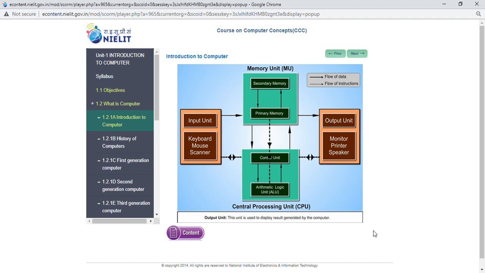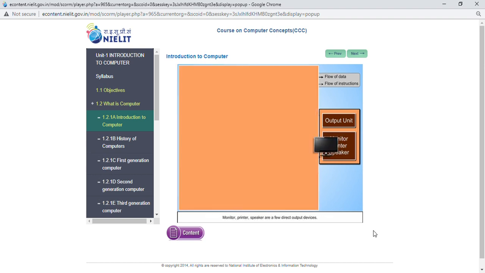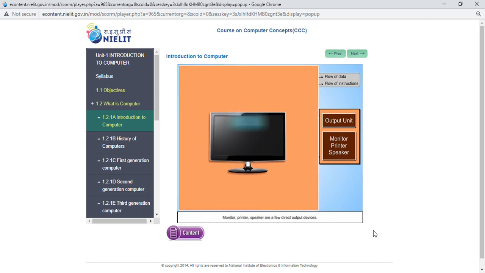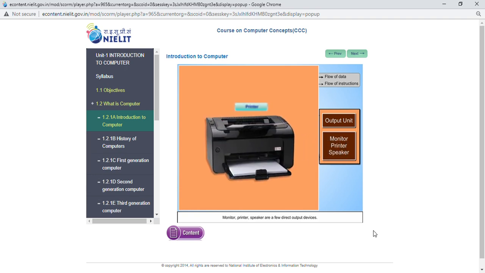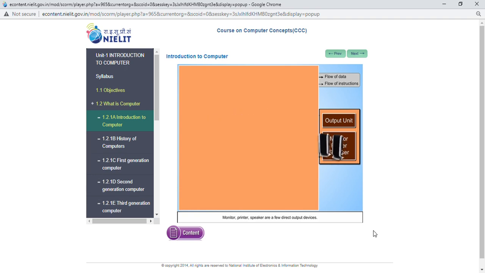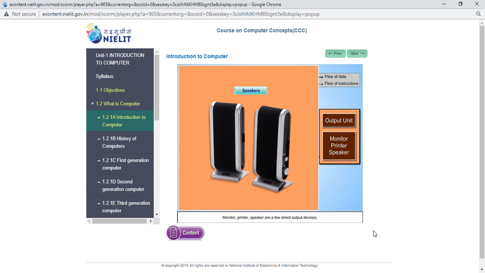Output Unit. This unit is used to display results generated by the computer. Monitor, Printer, Speaker are a few direct output devices.